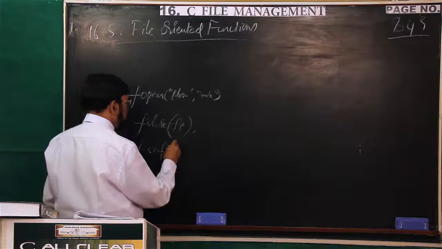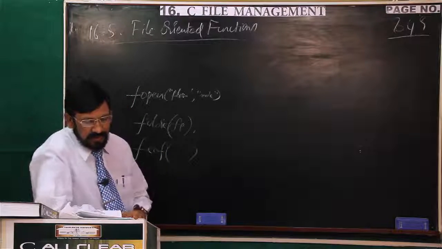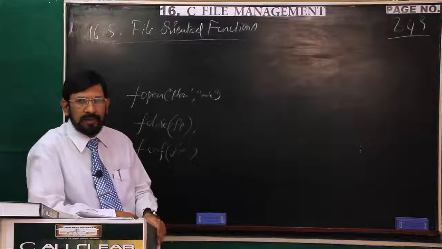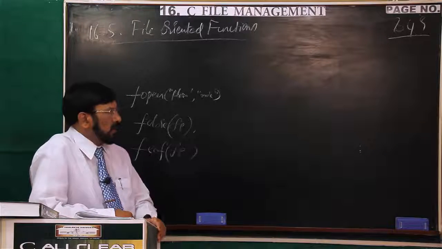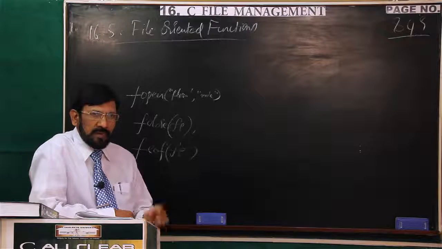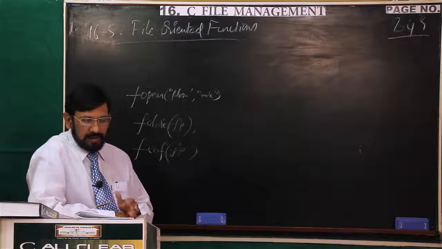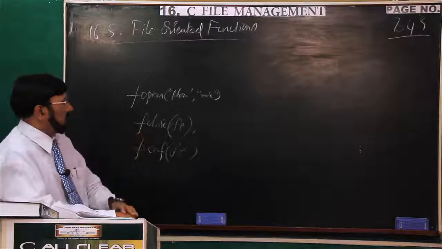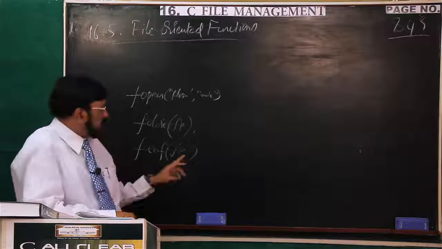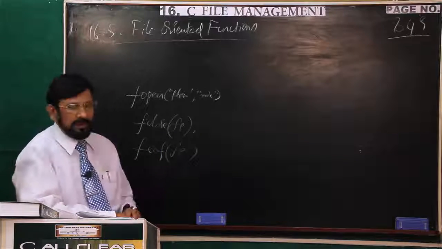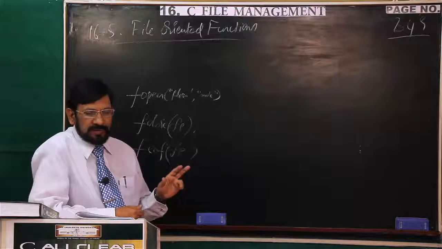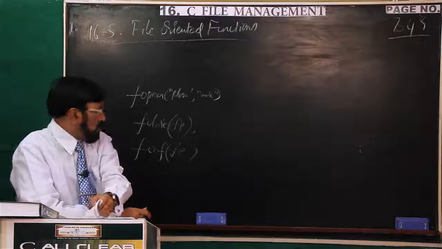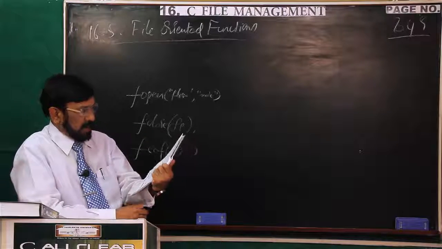And one more, EOF. EOF means end of file. To this, we also give FP. FP always means file pointer. A little later I will explain what a file pointer is. So at the time of reading, this is used to tell when the file has ended. You can understand that practically also. These are the basic functions: file opening, file closing, and feof, that is the end of file function.